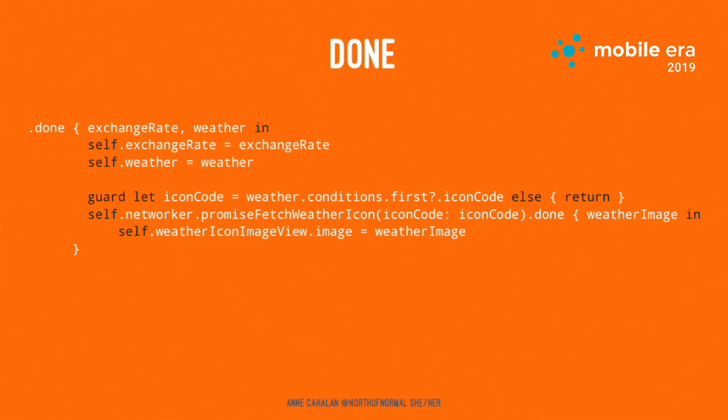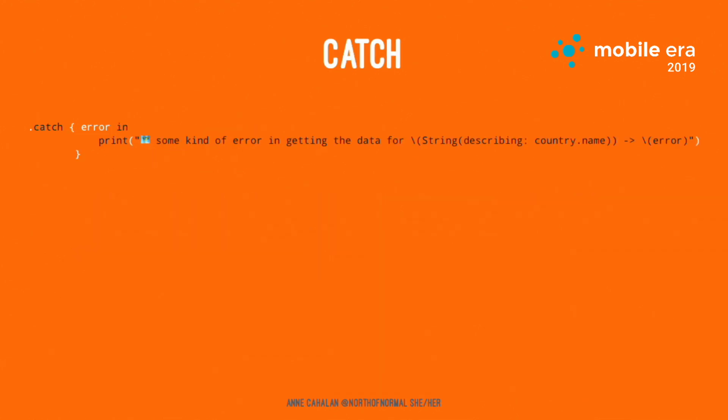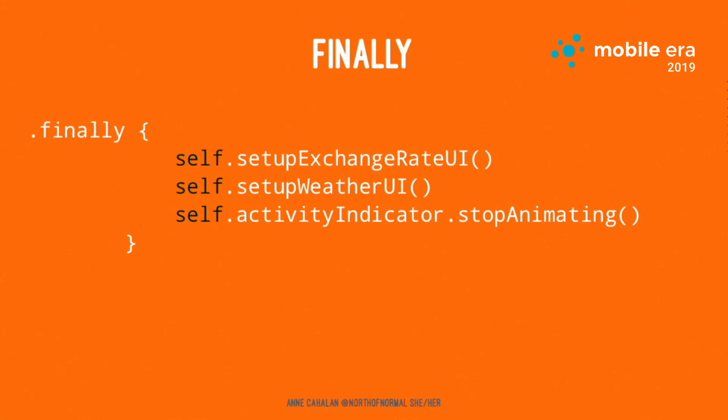The done block occurs after those two promises have been fulfilled, after we already have the information we need from the weather response to go out and fetch the relevant icon image. If there's an error, it gets caught and dealt with. And then this finally block is where I can put all of the UI work that can happen once we have all of our data, including ending an activity indicator.